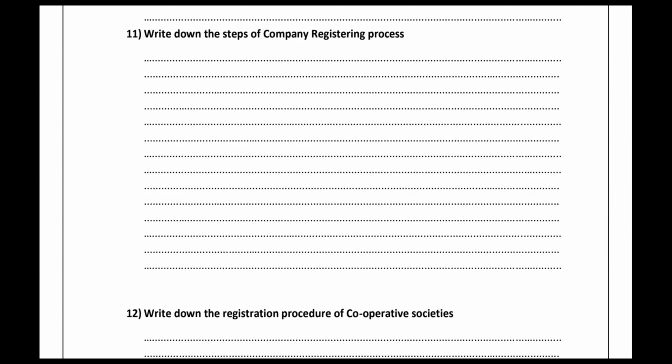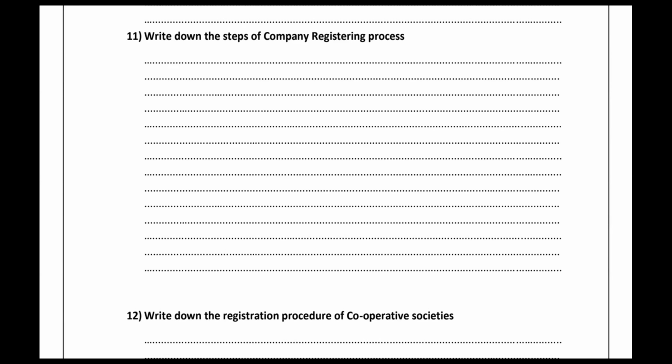Here, question 11. First thing is you have to get the approval for the desired company name. The second thing is you have to prepare the articles of association and then get the signature of the founders. The third thing is you have to appoint directors and appoint secretaries. The fourth thing is you have to present the necessary documents to whom? To the company registrar. And the fifth thing is you have to pay registration.